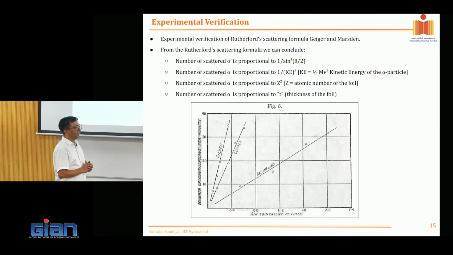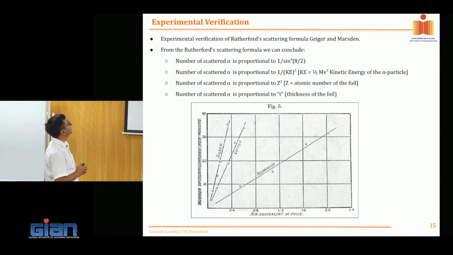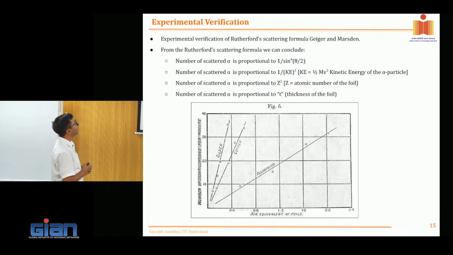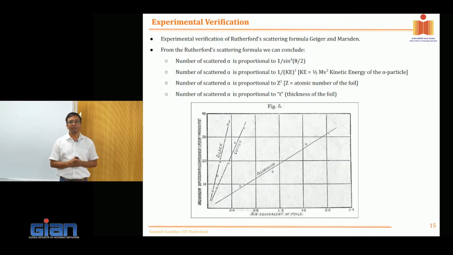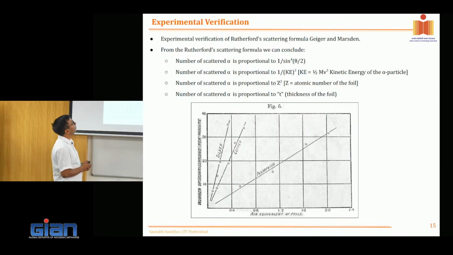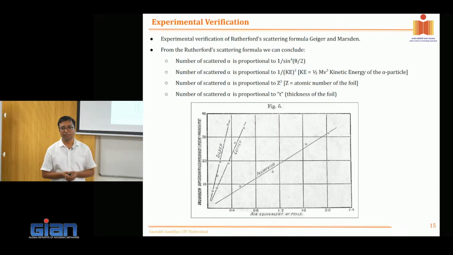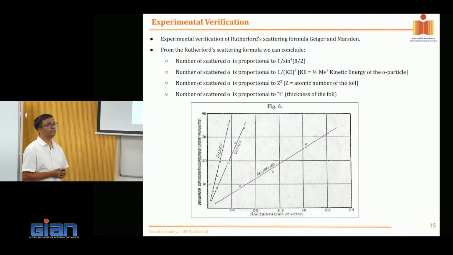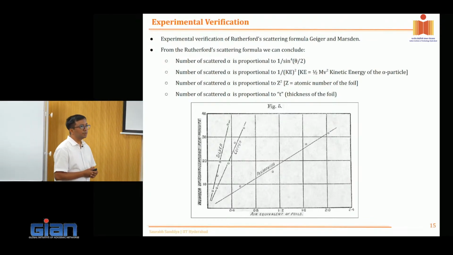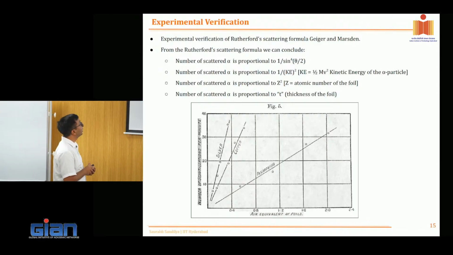Okay, so the other thing we can conclude from the Rutherford scattering formula is that the number of scattered alpha particles was found to be proportional to cosec to the power 4 theta by 2, or 1 upon sine to the power 4 theta by 2, right? So this was found experimentally, as well as we will try to calculate it.